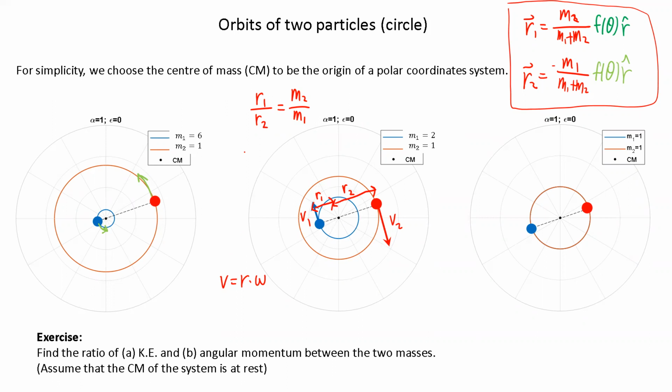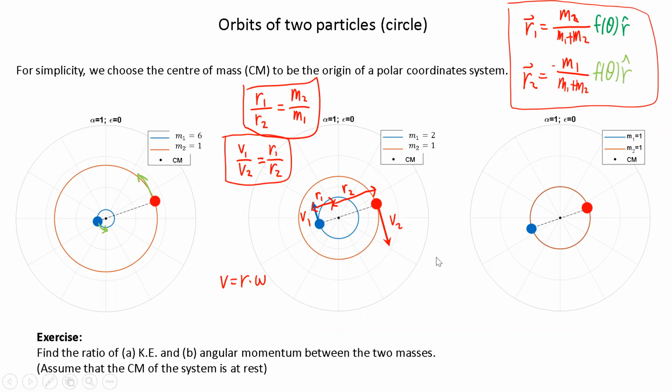So in other words, I can write down V1 divided by V2 would be given by R1 divided by R2. So these are the two relations I need.